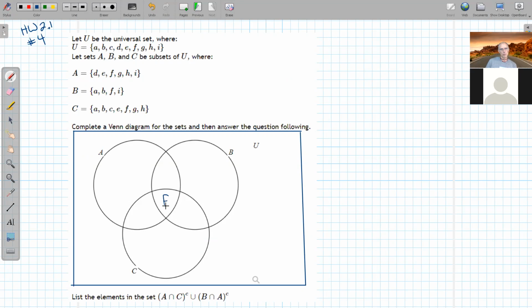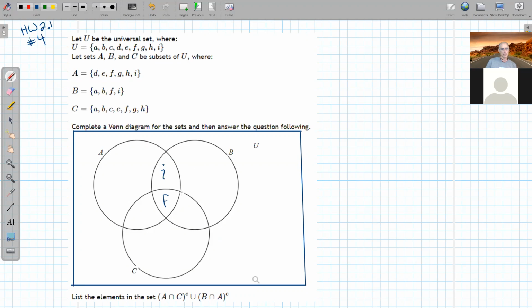From there, I move up to just focusing on 2 sets. What do A and B have in common? I've already marked off F. What else do they have in common? It looks like just an I. So they would have I and F in common, F also being in common with C, so it just goes right there.